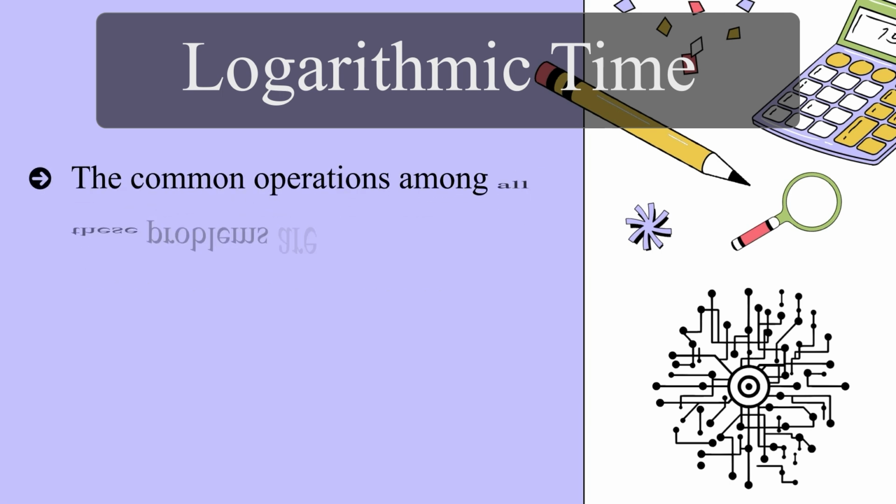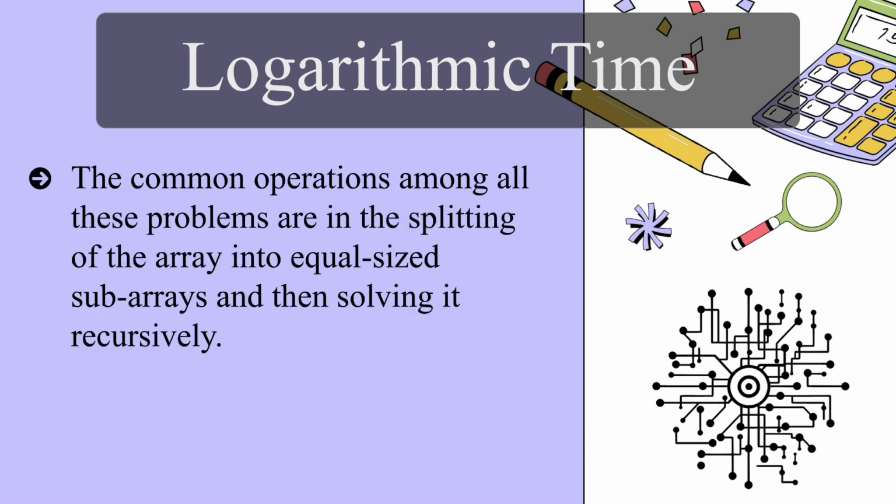The common operations among all these problems are splitting the array into equal size subarrays and then solving the problem on the smaller arrays. However, in merge sort, you are once again combining the data, so that takes n time. Dividing the problem into half and half and half and so on recursively refers to log n time complexity. So, n for doing the other operation, log n for the division. This is how the logarithmic time complexity works.